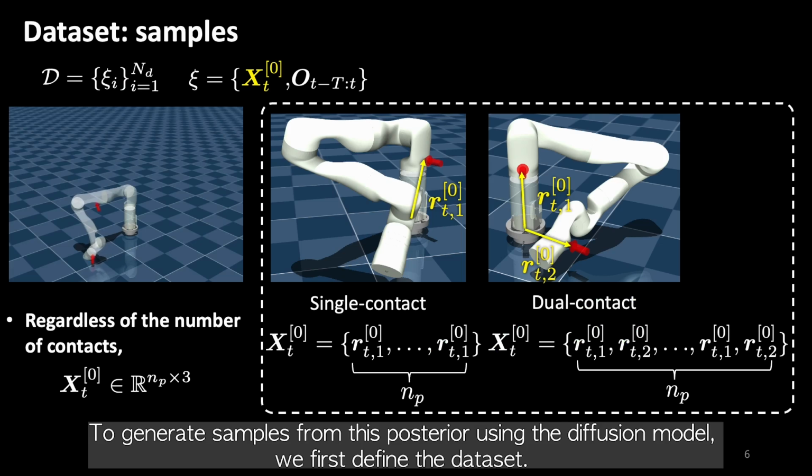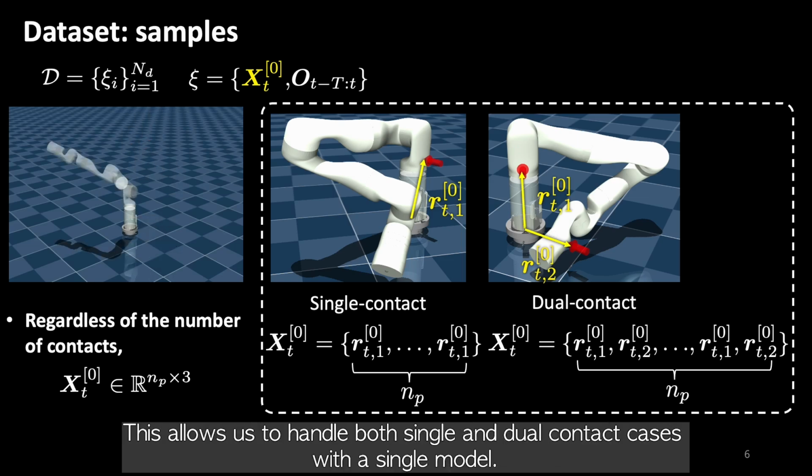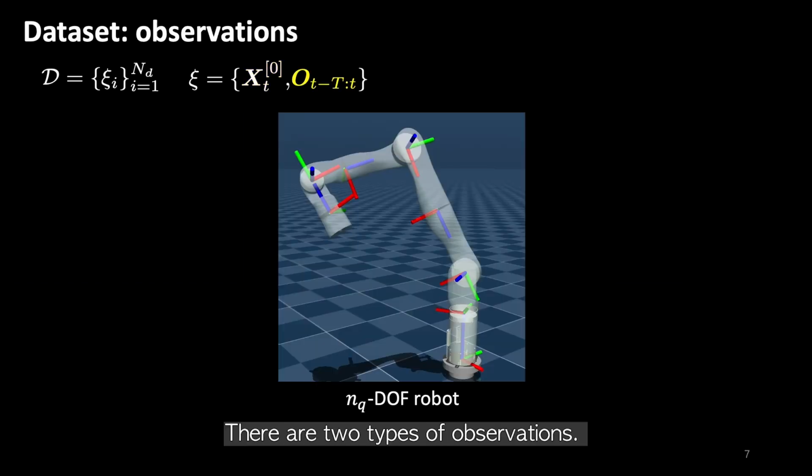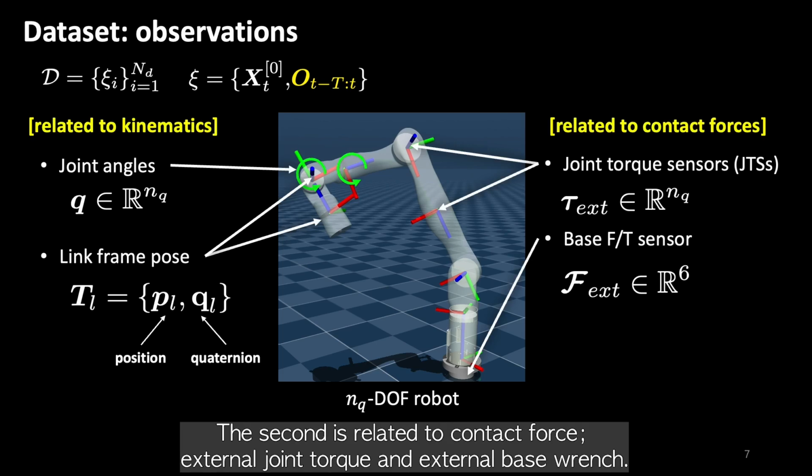To generate samples from this posterior using the diffusion model, we first define the dataset. The notation X is used to represent the samples, where R is duplicated NP times, regardless of the number of contacts. This allows us to handle both single and dual contact cases with a single model. There are two types of observations. The first is related to kinematics: joint angles and the position and orientation of the link frame. The second is related to contact force: external joint torque and external base wrench.